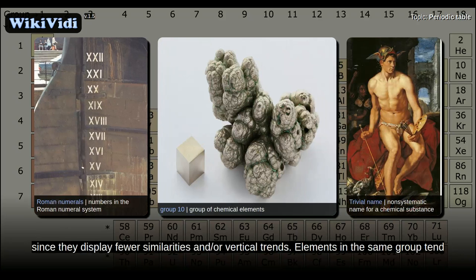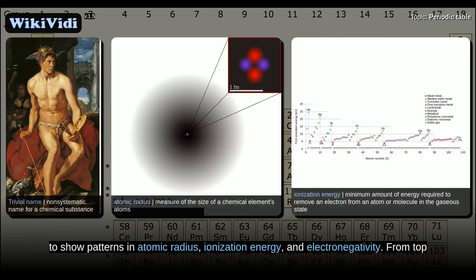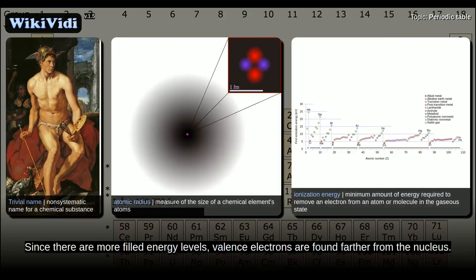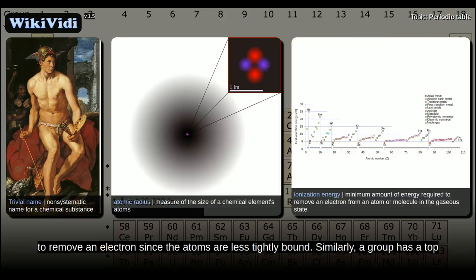Elements in the same group tend to show patterns in atomic radius, ionization energy, and electronegativity. From top to bottom in a group, the atomic radii of the elements increase. Since there are more filled energy levels, valence electrons are found farther from the nucleus. From the top, each successive element has a lower ionization energy, because it is easier to remove an electron since the atoms are less tightly bound.